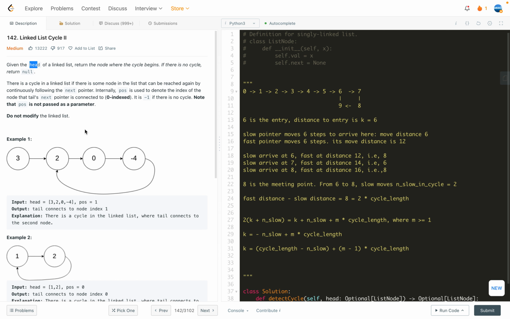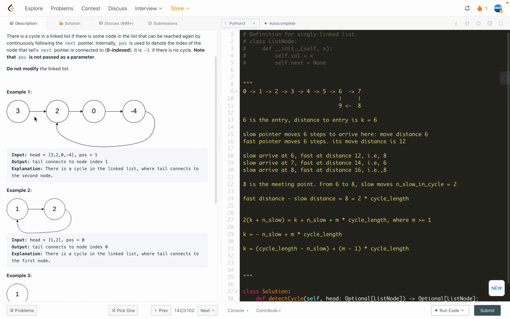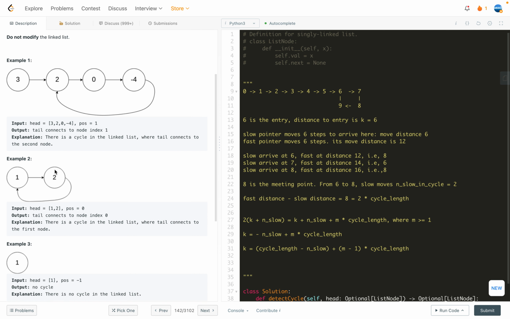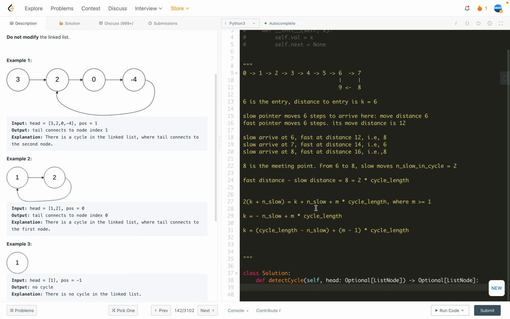That's the main problem. In example 1 and example 2, there are indeed cycles. In the first example, the node with value 2 is the entry point, and here 1 is the entry point. We want to identify this list node. So here we want to use an example to demonstrate this procedure.